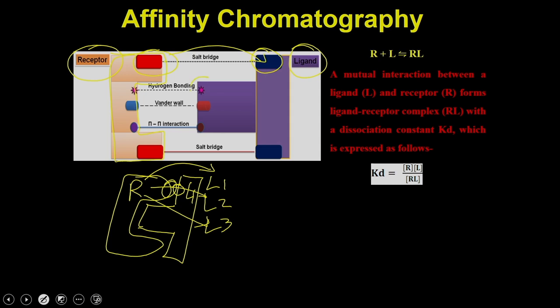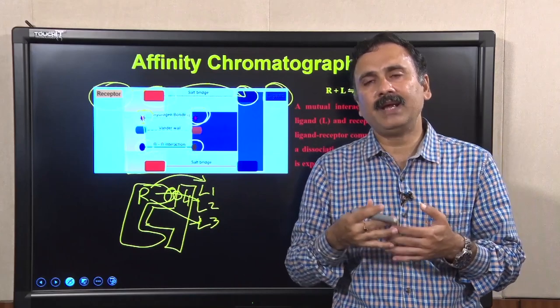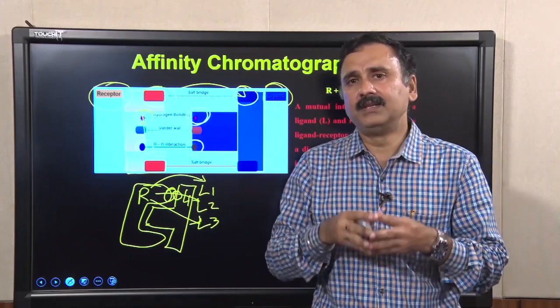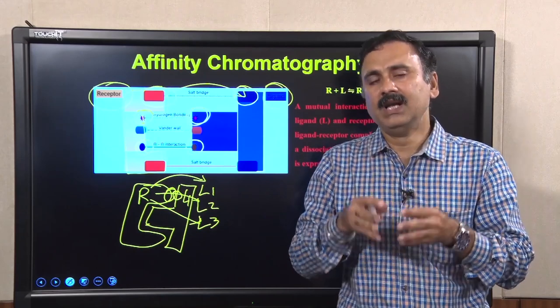In addition, it also looks for hydrogen bonding. If you have a hydrogen bond donor, you should have a hydrogen bond acceptor so that there is an interaction between these two groups. Similarly, if you have a group on the receptor involved in a pi-pi interaction, you should also have a complementary group on the ligand, and the position as well as the group should be complementary to each other, so that the receptor makes a complex with the ligand.